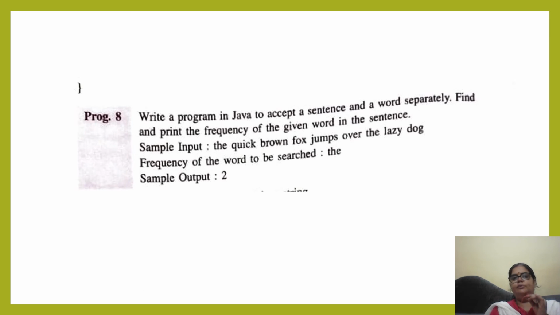Now our next program is: write a program in Java to accept a sentence and a word separately. Find and print the frequency of the given word in the sentence. Okay, we have to find the frequency of the given word. Suppose the sentence is: the quick brown fox jumps over the lazy dog. The word we have to search is the, and the output will be 2.